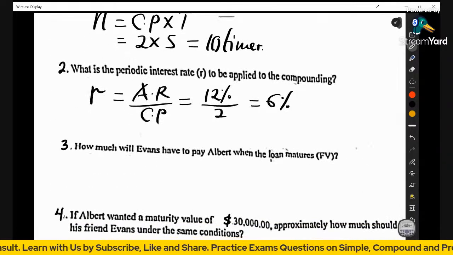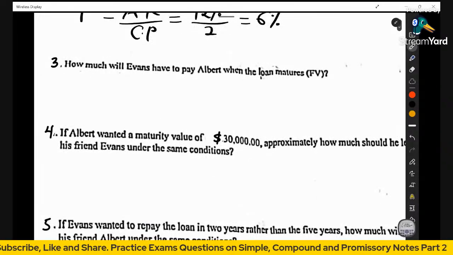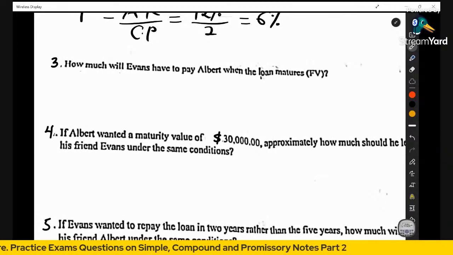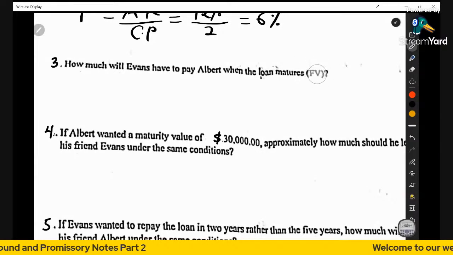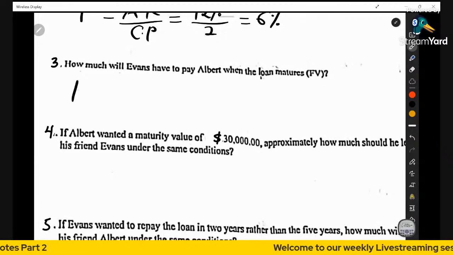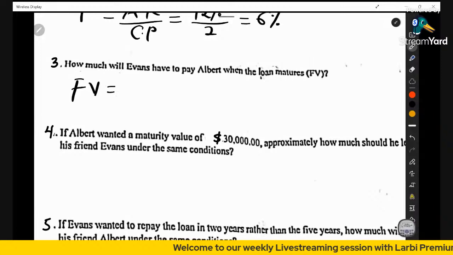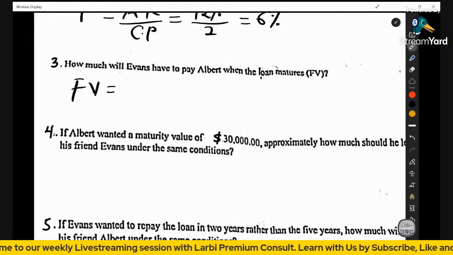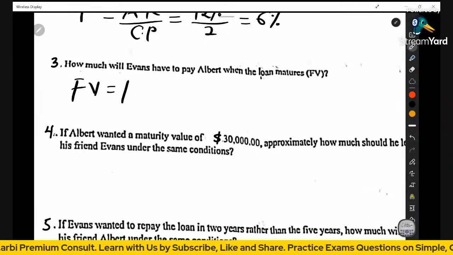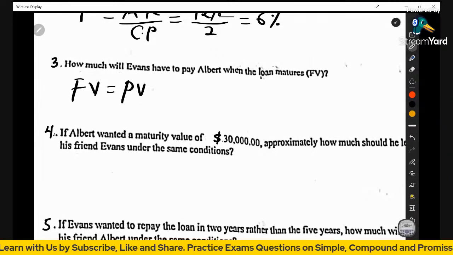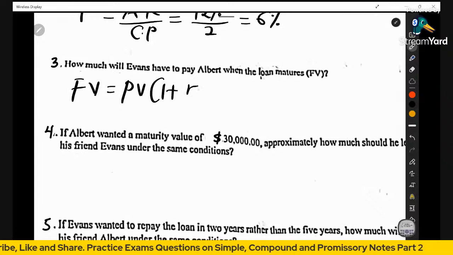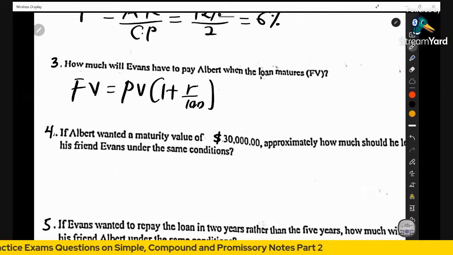Then question number 3 is asking how much Evans will have to pay to Albert when the loan matures. Now you see here, we are talking about the future value. So the future value will be equal to, you know the formula already. Can you tell me the formula in the comment section? Is that possible? So the future value is going to be the present value or the principal multiplied by (1 + R/100) to the power of n.